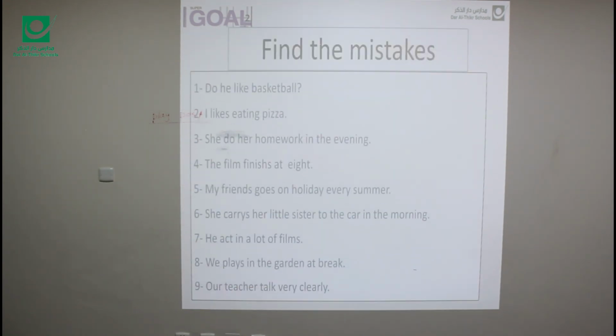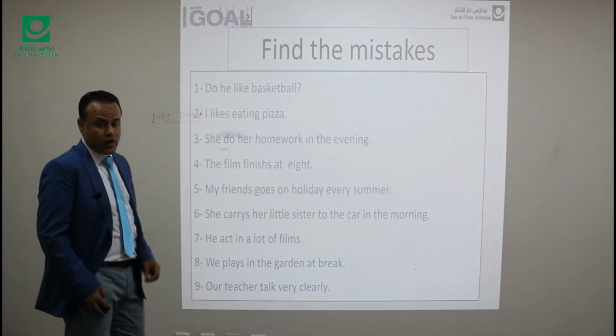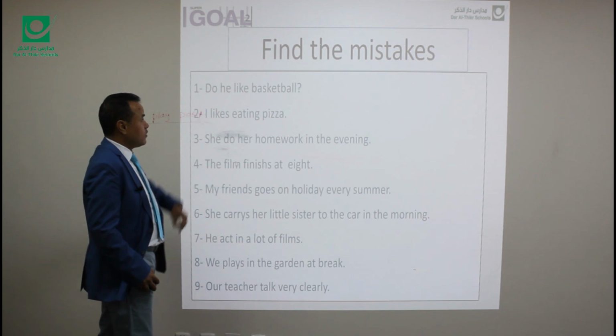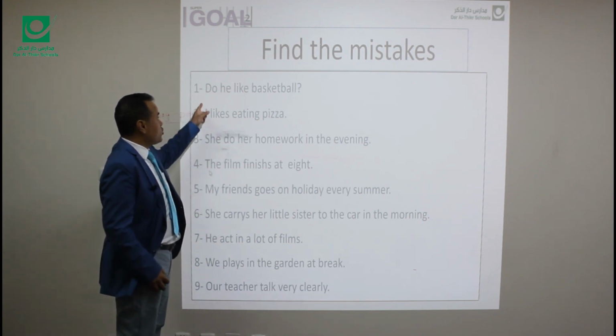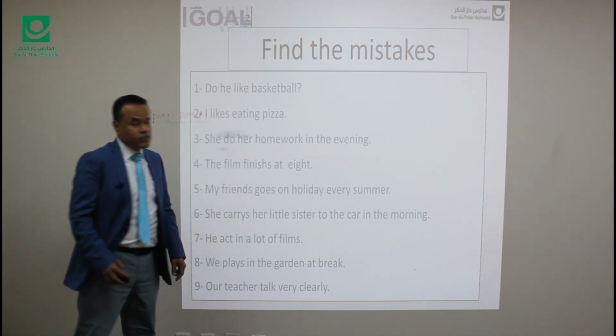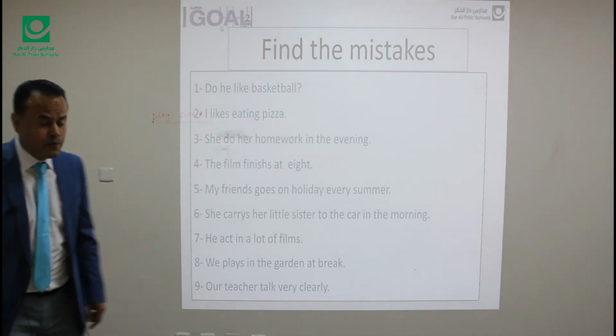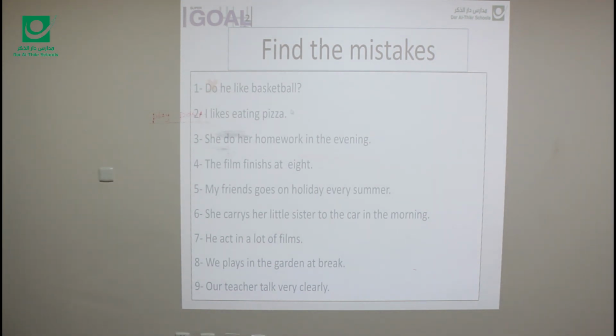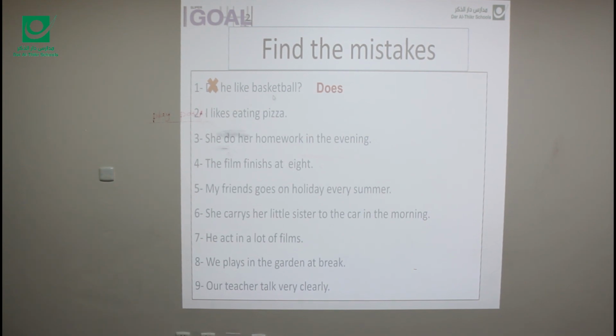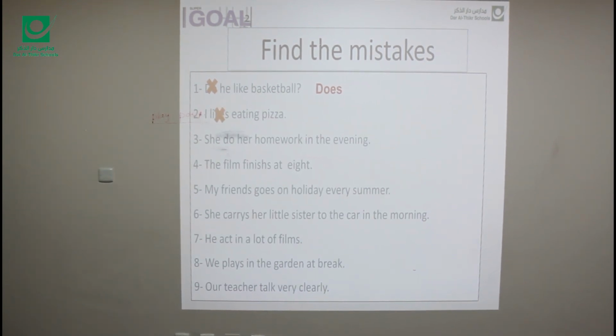Find the mistakes here. As you can see, we have 9 sentences. In each sentence, we have a mistake. For example, let's go to number 1. Do he like basketball? Is it correct to say, do he like basketball? No. Do here is wrong. So, can you correct the sentence? Instead of do, we use what? Does. So the correct question is, does he like basketball? Okay. Can't say I likes. I say I like eating pizza.